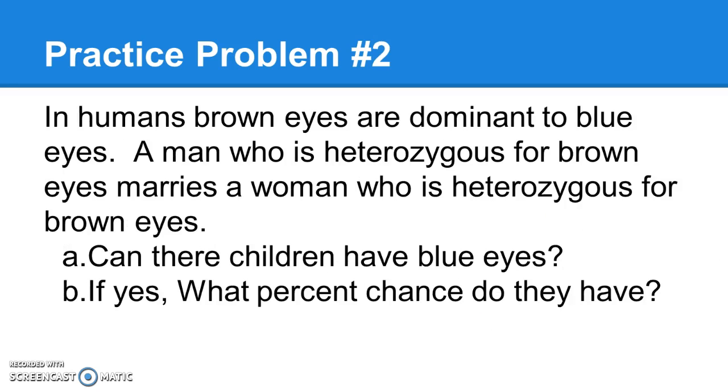The next one you're going to do: in humans, brown eyes are dominant to blue eyes. A man who is heterozygous for brown eyes marries a woman who is heterozygous for brown eyes. Can their children have blue eyes? What do you think? If you said yes, you are correct. You should have done a Punnett square to think about this. It would be capital B lowercase b by capital B lowercase b. When you do that, you get that 1 to 2 to 1 ratio, and you have a 25% chance of having a baby with blue eyes.